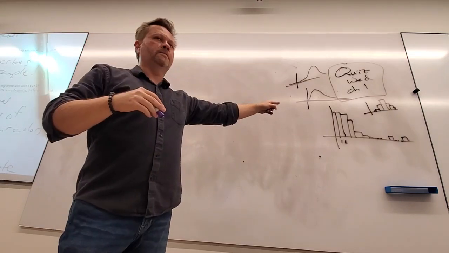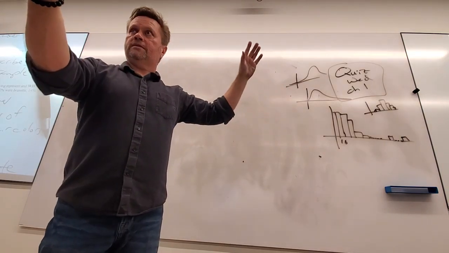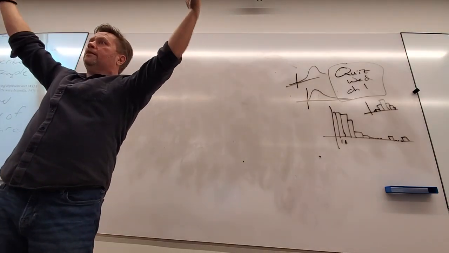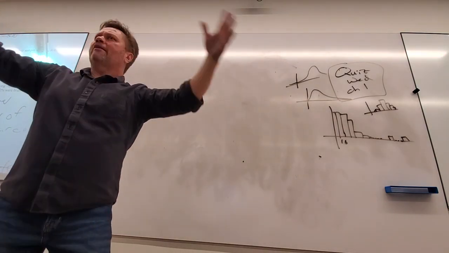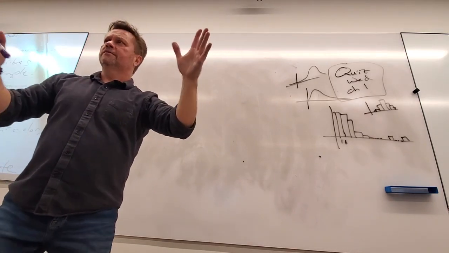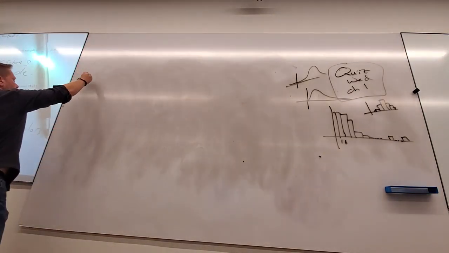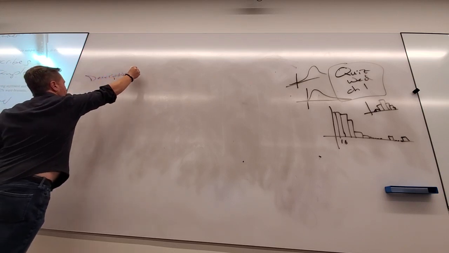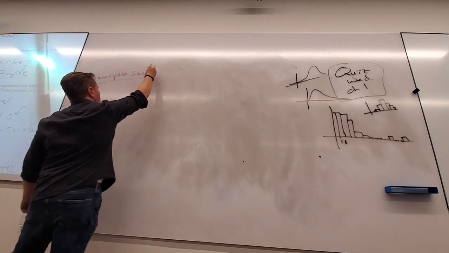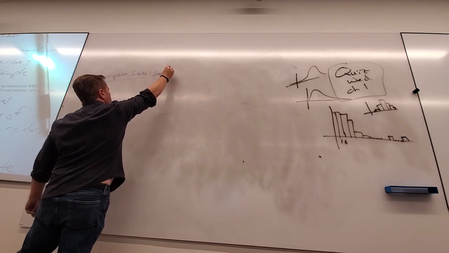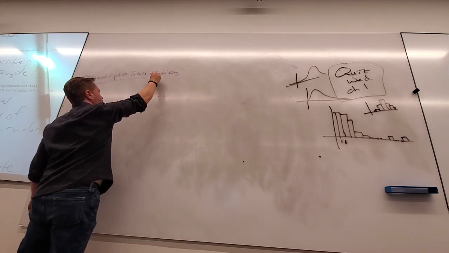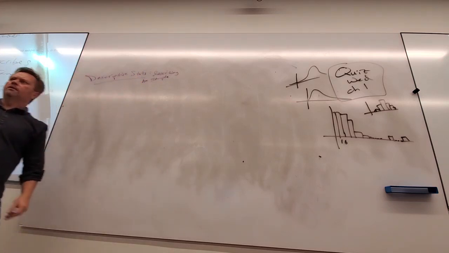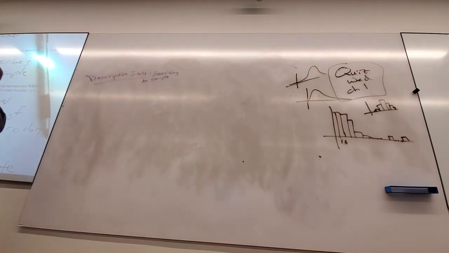A histogram is descriptive statistics, because it's just a visual description of the sample we were working with, correct? I haven't started taking averages, I haven't started making predictions. So descriptive statistics is just describing the sample you're working with. Could be visual, it could be just a description about it.